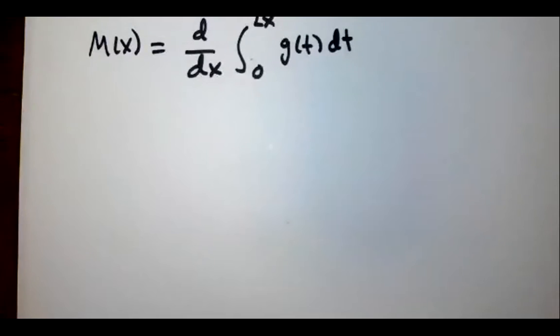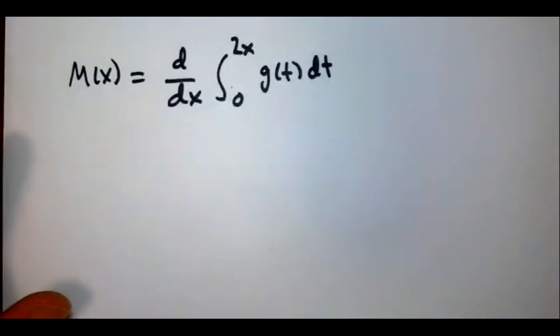All right, so let's see what we got here. These ones are a little aggressive, to be honest. So, all right, we got m of x is equal to d dx of the integral from 0 to 2x of g of t dt. We're looking for m prime of 2.5. All right, so first things first, I got to teach you something.